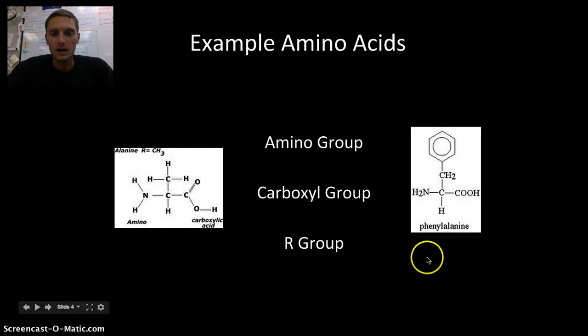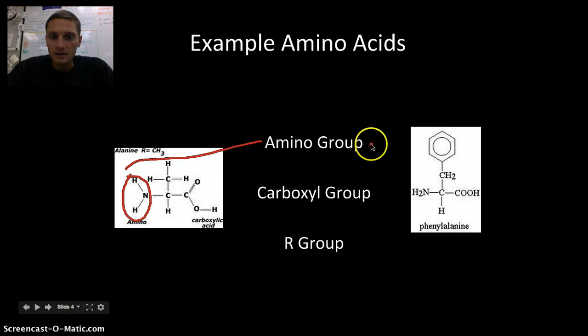Here we have phenylalanine, and here we have alanine. And so I'm going to point out and show where these amino and carboxyl groups are. Our amino group for the alanine is right here. Here's our nitrogen and 2 hydrogens. On our phenylalanine, it's right here. And the carboxyl group in both of these is in a different location. It's on the side right here. Carbon double bonded to an oxygen and an OH. Here's our carboxyl group. And over here, we've got it right there.